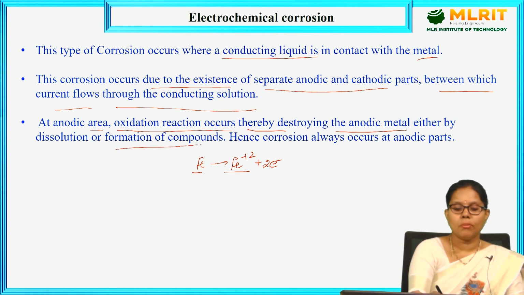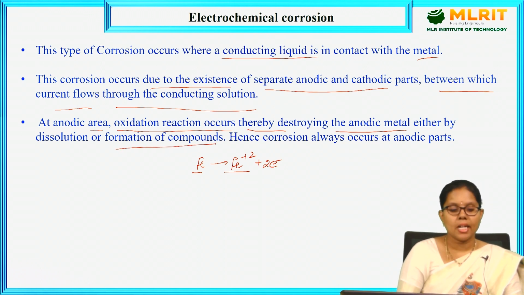Metal is destroyed either by dissolution or formation of compounds. What are the compounds formed is nothing but rust in case of iron. Hence, corrosion always occurs at the anodic parts. Because where there is an oxidation, there is a loss of electrons, dissolution of metals takes place. Therefore, at that anodic part only corrosion has taken place.